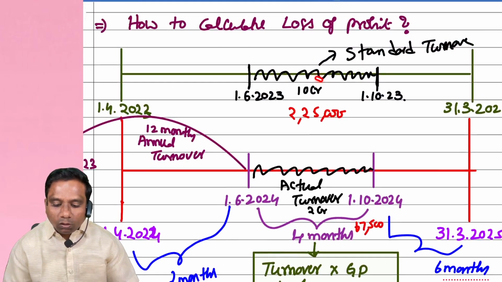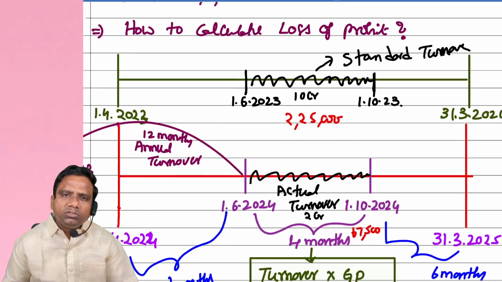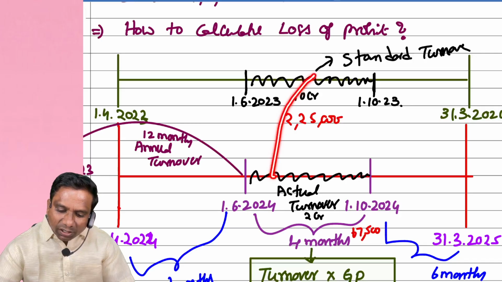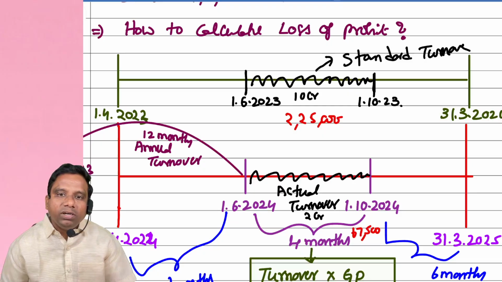So how did this 10 crore come? Tell me. By taking the previous year data. Sir, why should we take the same time period, sir? Why don't we take another time period, sir? Why?